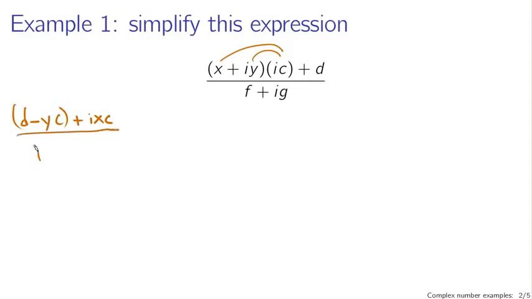That's then going to be divided by f plus ig. Now, in order to simplify this, we have a complex number in the denominator. You know you need to multiply by the complex conjugate and divide by the complex conjugate. So f minus ig divided by f minus ig.